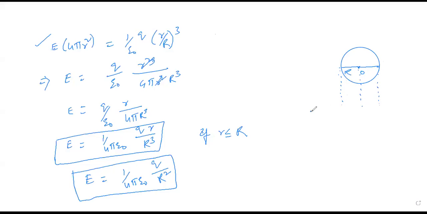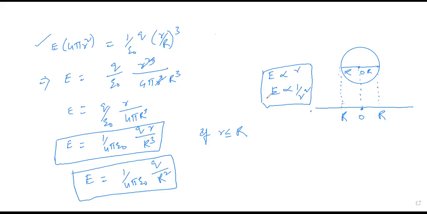Now, here I take the x-axis and y-axis, and this is the origin O, and here is capital R, and this side is also capital R. Both sides will be the same. Why I said this: E is directly proportional to R, and E is inversely proportional to 1 by R square also. These are the relations.